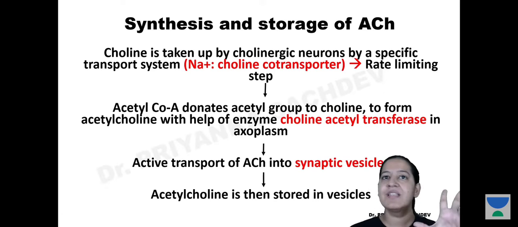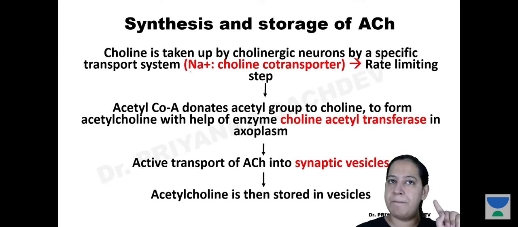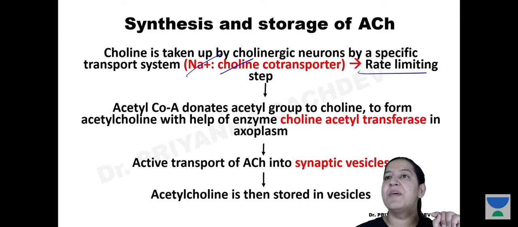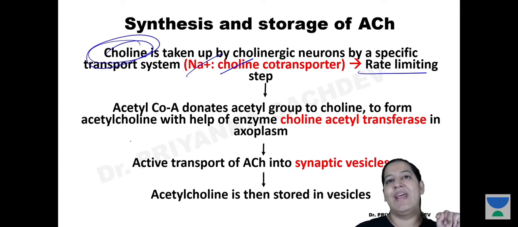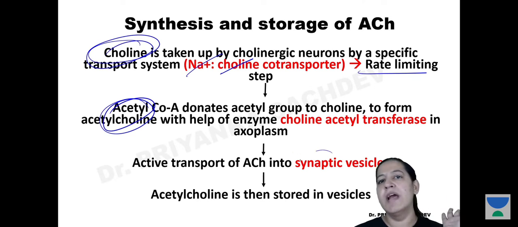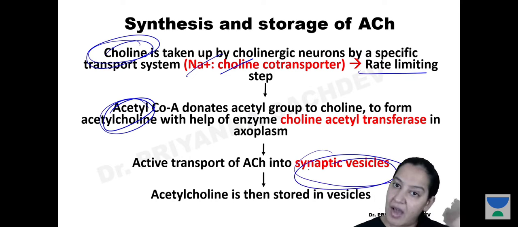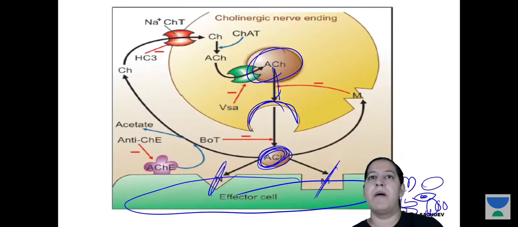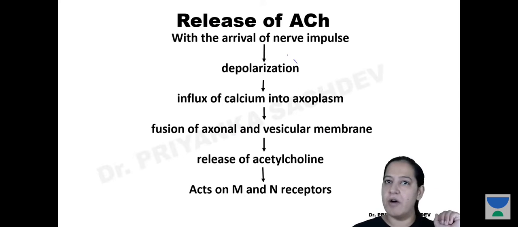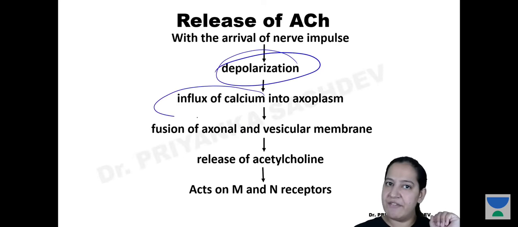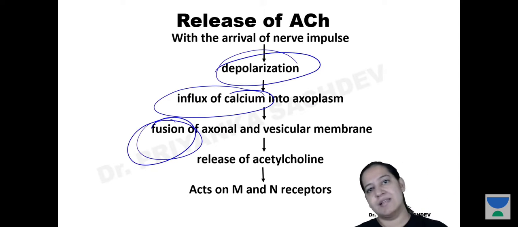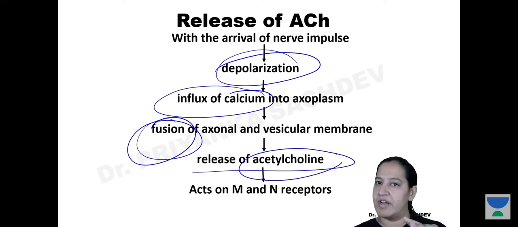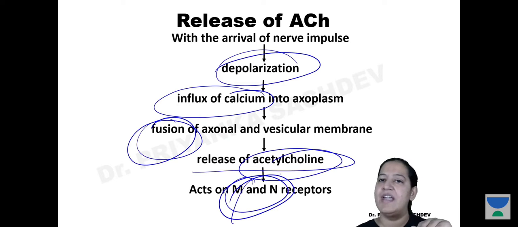So how is it synthesized? For synthesis, we require a pump, sodium choline pump, which is the rate limiting step. Again, a very important MCQ. It is formed from the amino acid choline, and then the acetyl group combines with it, and ultimately acetylcholine is formed. It will be stored in the synaptic vesicle via another pump known as vesicular pump. When nerve depolarization comes, calcium influx takes place. Because of calcium influx, fusion of the synaptic vesicles takes place, and ultimately acetylcholine comes out. It will bind with the muscarinic and nicotinic receptors.